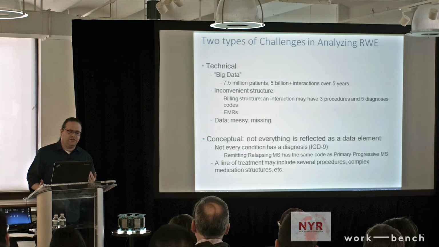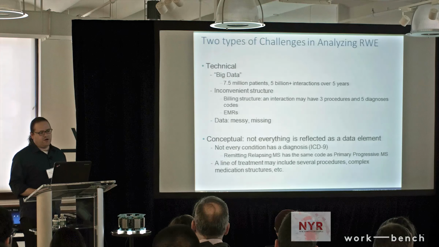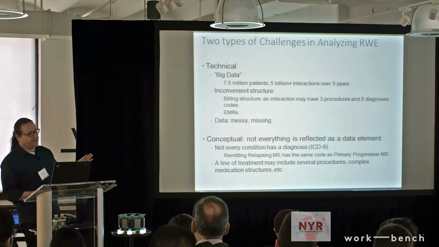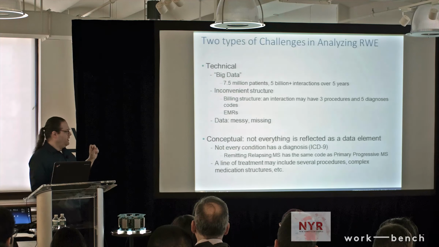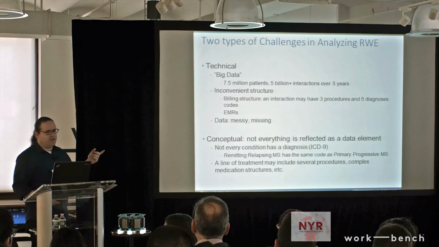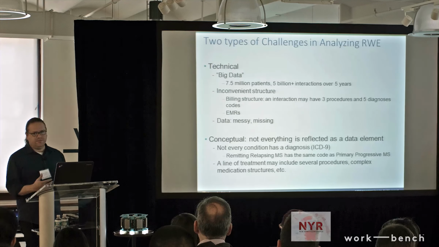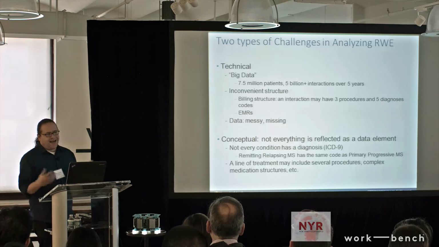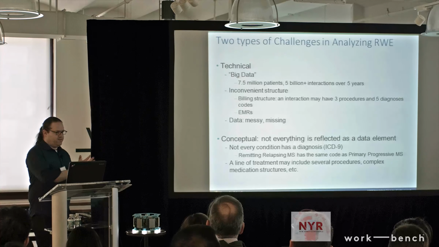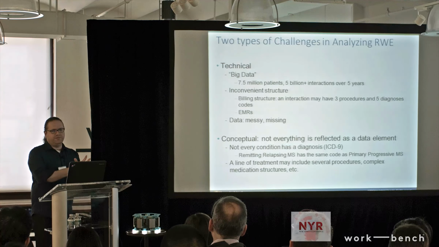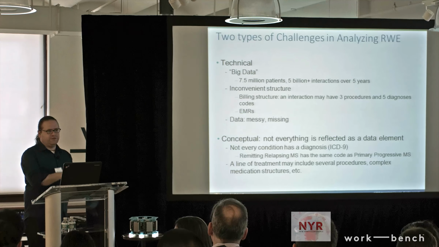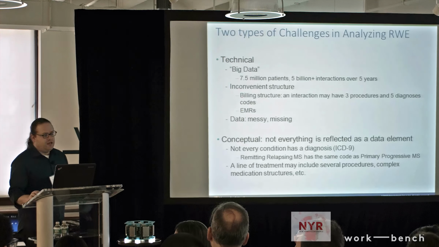So not every condition has a diagnosis code. Remitting relapsing MS has the same code as primary progressive MS. There are 4 types of MS and only one MS, multiple sclerosis, only one MS ICD-9 code. So it's a big problem to separate between those. And the line of treatment, which is what pharmaceuticals usually care about, could be a combination of several different procedures and drugs and stuff like that.